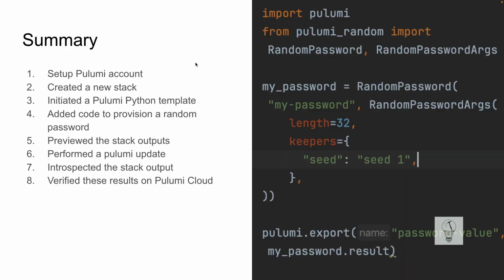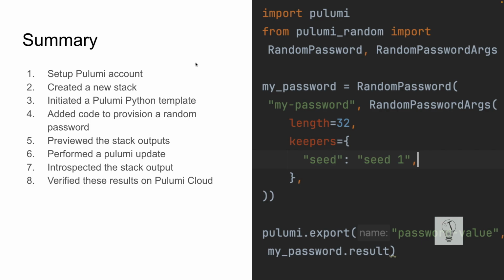So with that, we will conclude this chapter. Even though the code that you see on the right looks very small, we've covered a lot of ground here. We set up our Pulumi account. We also installed the Pulumi CLI. We created a new stack called main. We initiated a Pulumi Python template based on Python AWS, though we did not provision any AWS resources here.